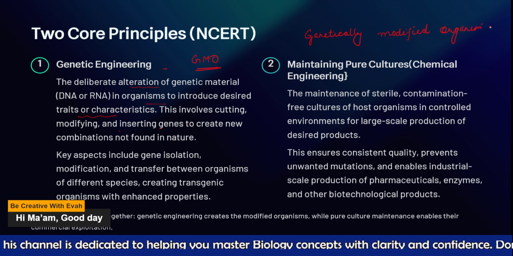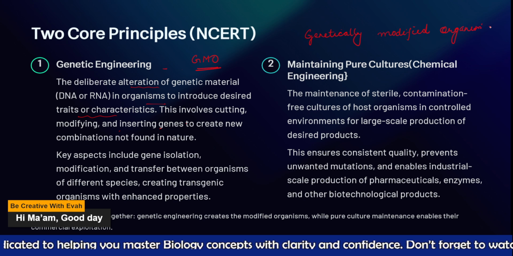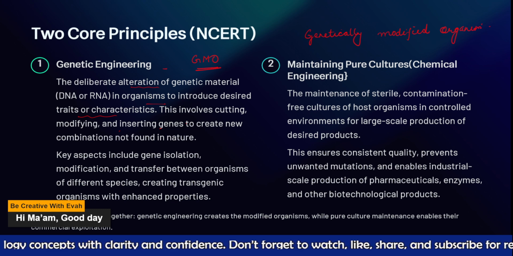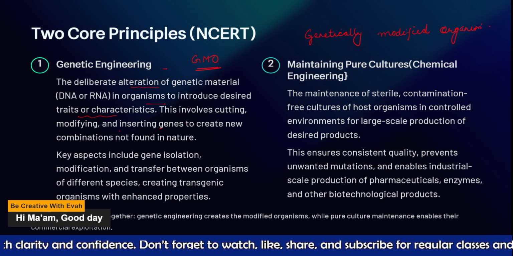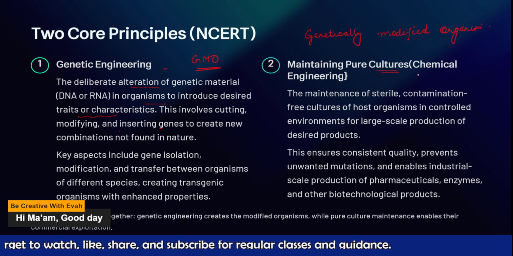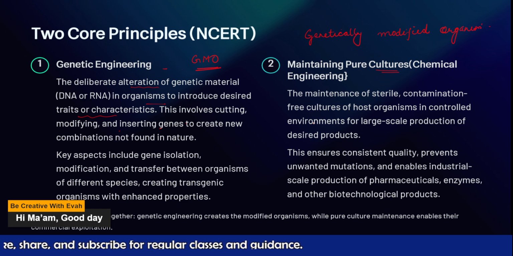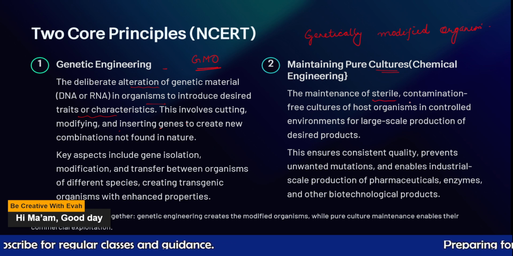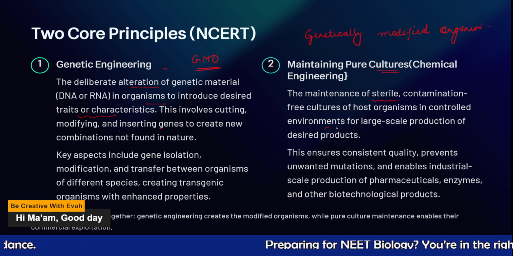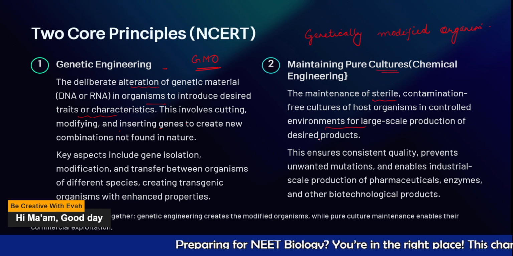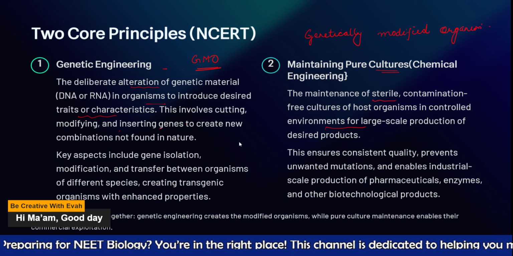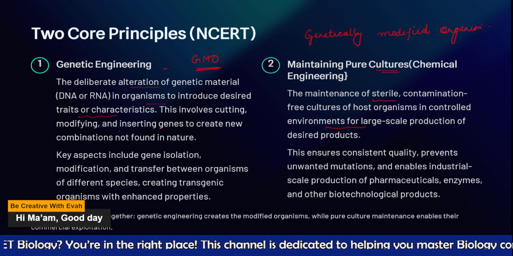Okay. So genetic engineering mainly deals with the production of genetically modified organisms by altering the genetic structure of the organism, right? And the second core principle, maintaining pure culture, or chemical engineering, mainly deals with the maintenance of sterile, contamination-free culture of host organisms in a controlled environment for large scale production of desired products. Okay, so these are the two core principles of biotechnology, genetic engineering and chemical engineering.